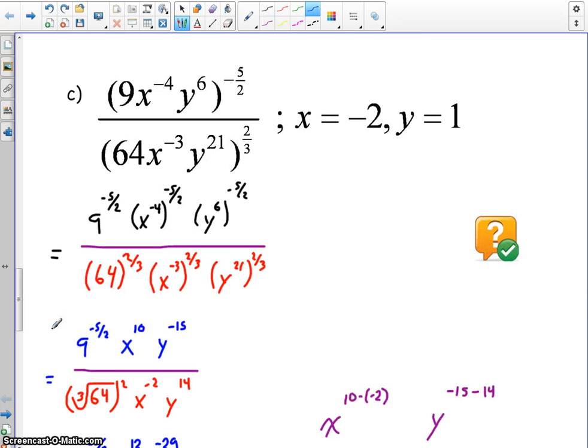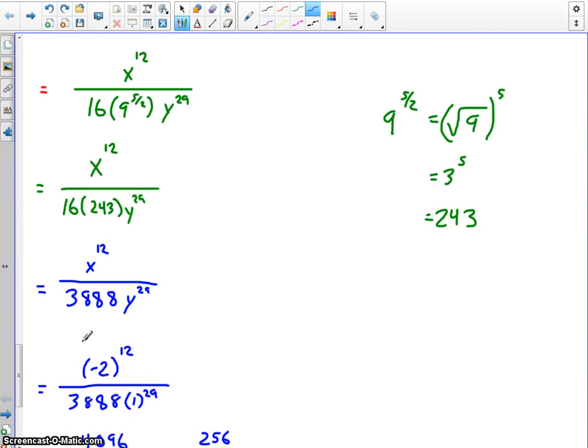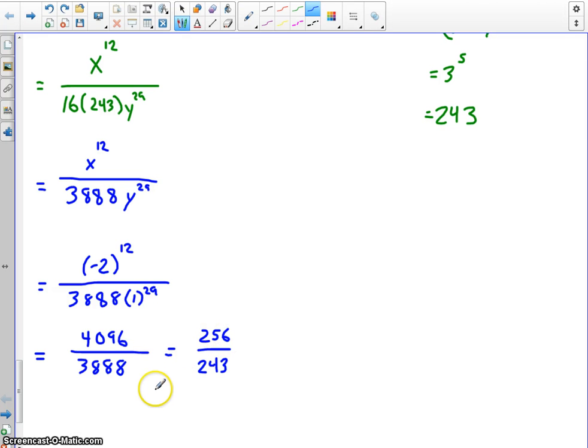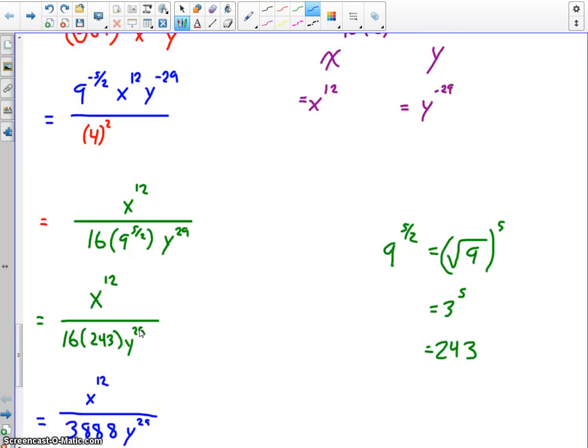Alright, so a lot went on in this one. So you can take a second here and just check your final answer. You should get 256 over 243. But there's a lot of steps that go into that happening. So if you didn't get it right, there might be a little mistake somewhere along the line.